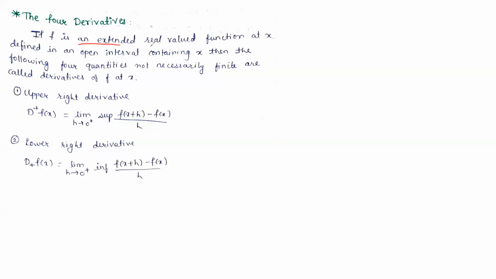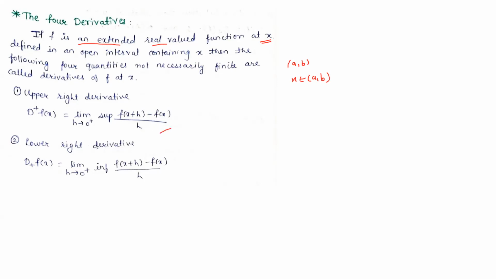If f is an extended real valued function defined in the interval (a, b), and x belongs to this interval, then these four quantities are described below. The first one is the upper right derivative, which is defined as D plus f of x equals limit h tends to 0 plus supremum of (f of x plus h minus f of x) upon h.